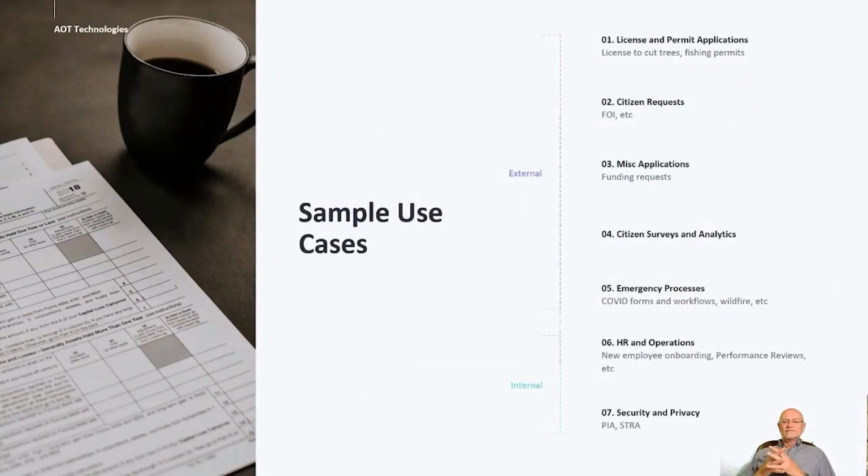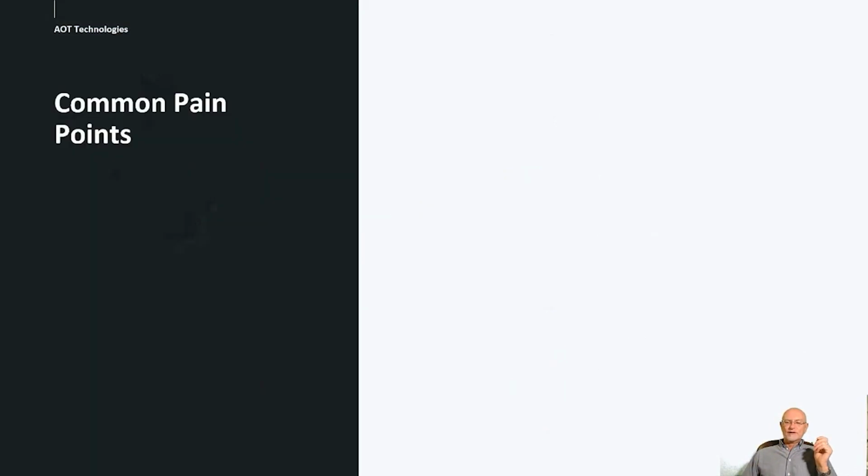At AOT, we have collectively worked on dozens of projects covering this broad use case, with specifics being such items as license and permit applications, citizen requests, for example, freedom of information, citizen and staff surveys, emergency processes such as COVID forms and workflows, HR and operations forms and workflows, and security and privacy processes, to name but a few. And through the process of implementing projects on many platforms, ranging from enterprise commercial off-the-shelf products or solutions to fully custom development, we've encountered similar pain points over and over again.